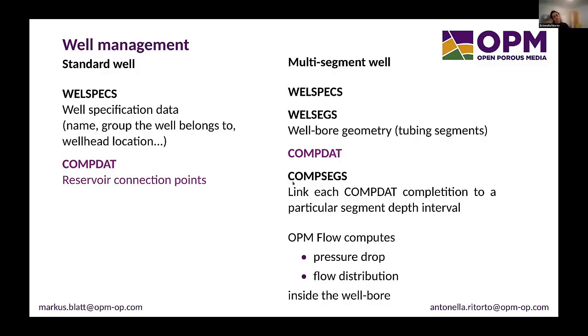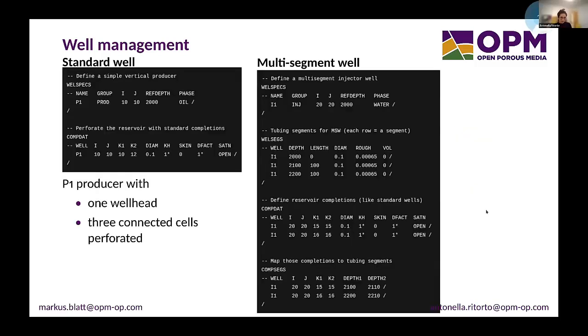And then the 2 extra keywords that a multi-segment well needs are related to the segments. WELSEGS defines the geometric tubing shape, let's say, and COMPSEGS is the other keyword that you need to link the COMPDAT completion to a particular segment depth interval. And what OPM Flow does is compute the pressure drop and the flow distribution inside this well geometry, wellbore geometry. And here there are tiny, not complete examples, just how this section with these keywords would look like for a very simple standard well and a very simple multi-segment well.